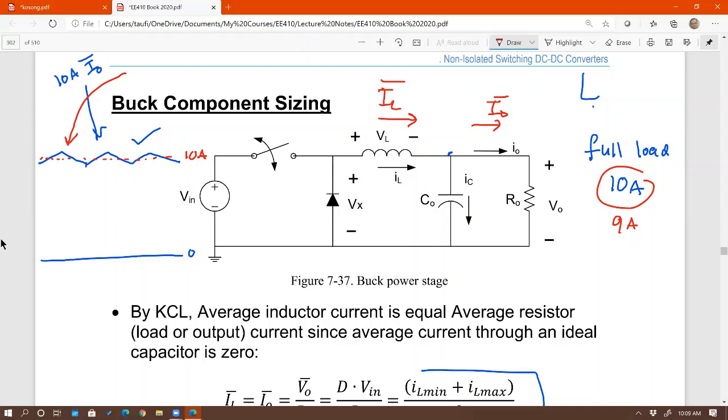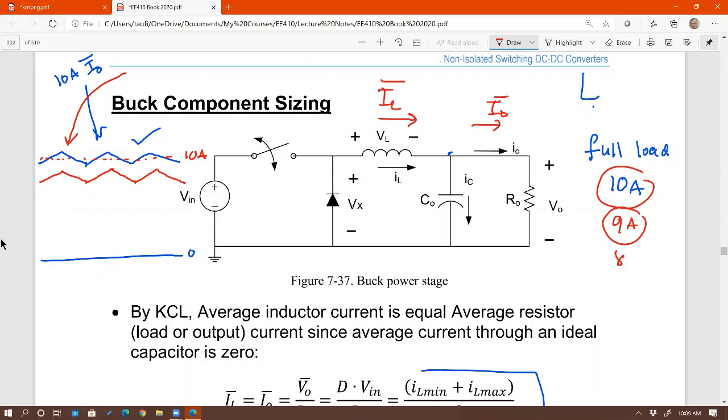Very good. Because output current now is lower, of course, IL will be lower as well, right? If the output current average is 9 amps, that means this inductor current will also be lower. Remember, IL average is equal to I out average for a buck only, okay? Good. The shape does not change. Remember I said earlier that delta IL is not a function of I out. So the shape stays the same.